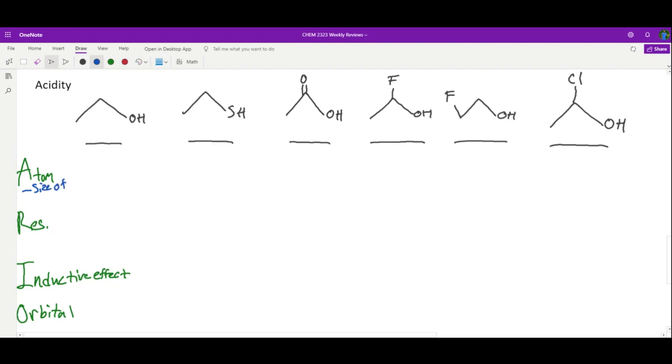When I'm talking about atom, I'm talking about the size of the atom containing the charge.